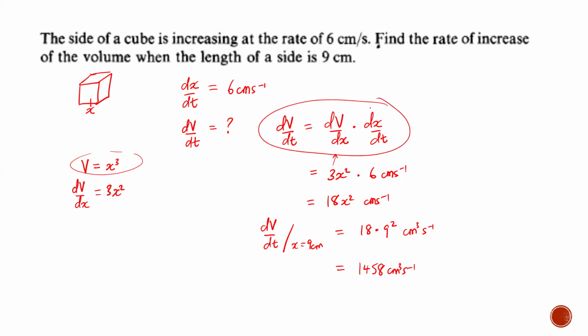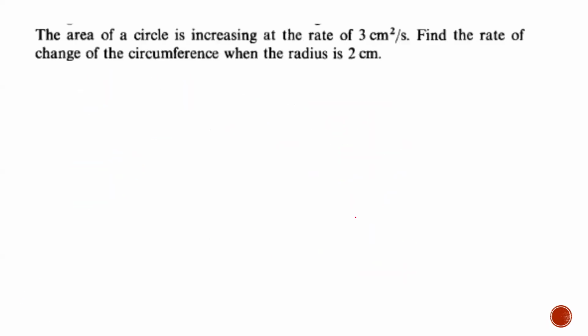Have the chain rule equation and then look for the equation that relates the two quantities. You'll usually be given one rate and then be tasked to find the other. Let's look at another example.